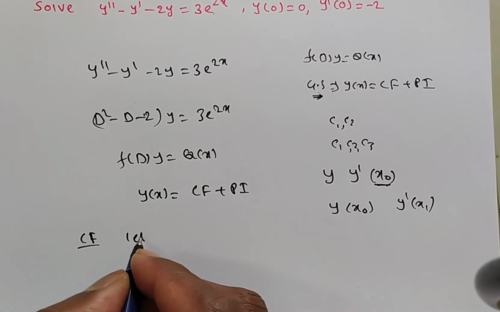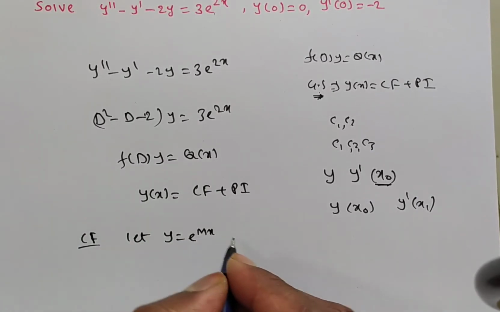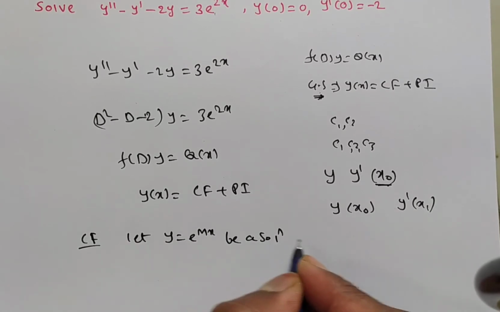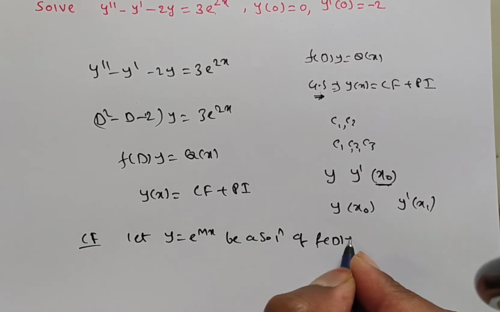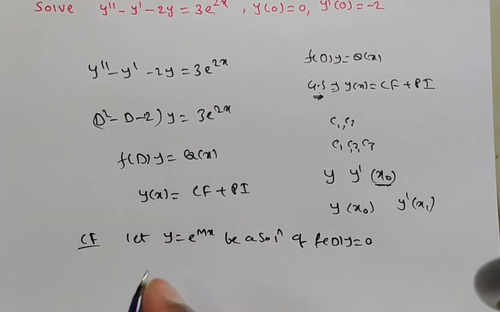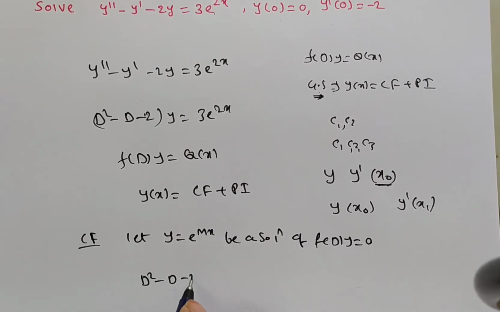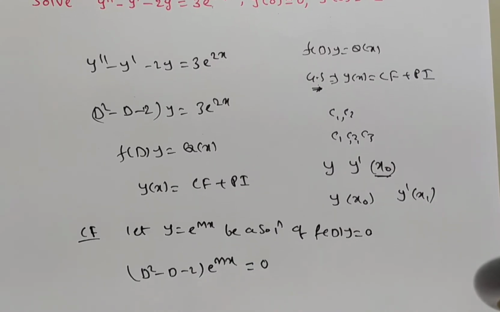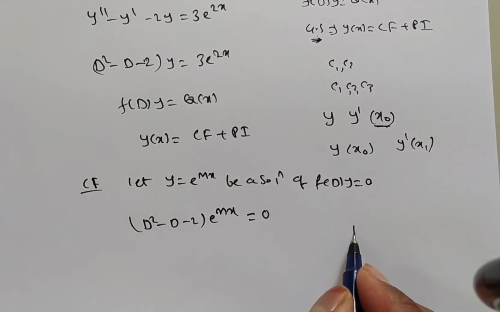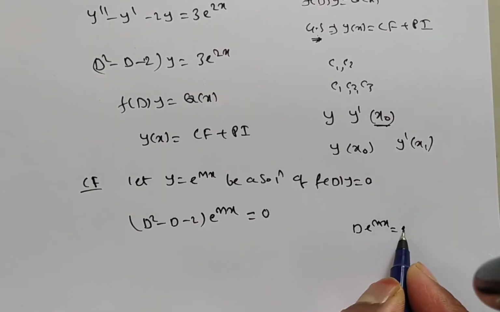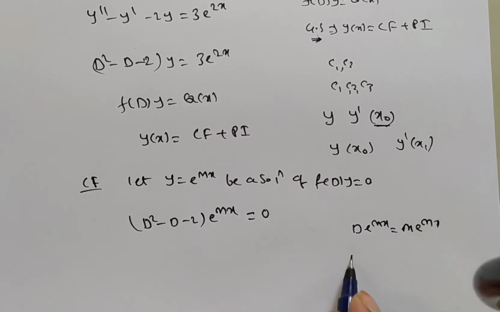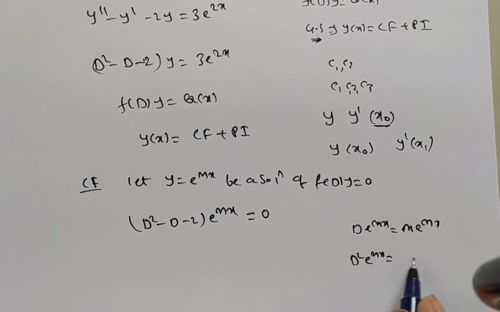For this, let y is equal to e to the power of mx be a solution of f of D into y is equal to 0. So you see, D square minus D minus 2 into y, where y is e to the power of mx, is equal to 0. What is the derivative of e power mx? You have m into e to the power of mx. D square of e power mx is what? Again the derivative gives m into e power mx.